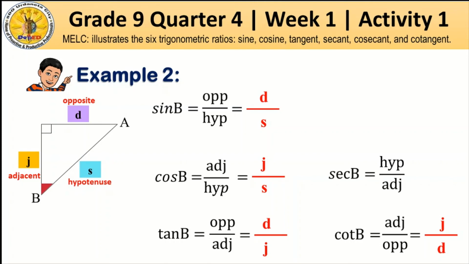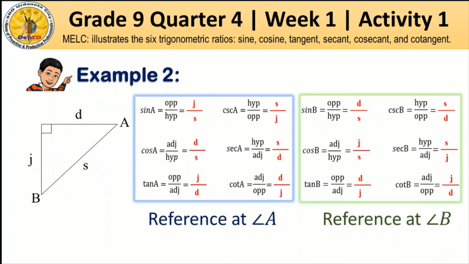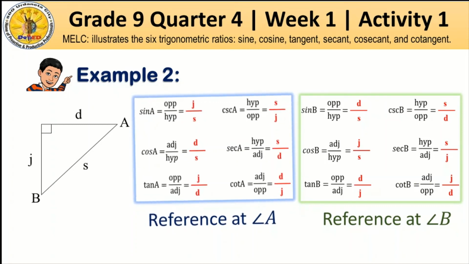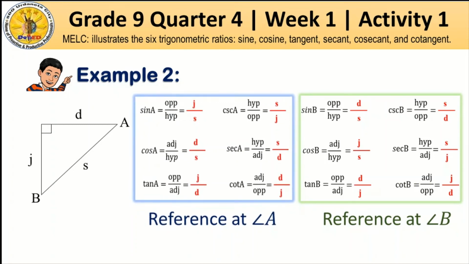Secant B is equal to hypotenuse over adjacent, and that is S over J. And cosecant B is equal to hypotenuse over opposite, and that is S over D. Based on the given right triangle, these are the 6 trigonometric ratios with reference angle at A and with reference angle at B.